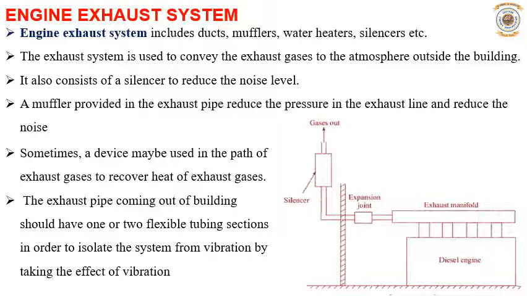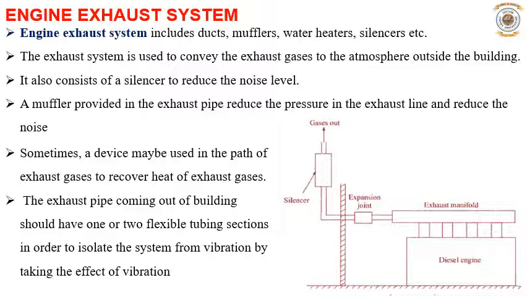The exhaust pipe leading out of the building should be short in length with a minimum number of bends, and should have one or two flexible tubing sections which take up the effects of expansion and isolate the system from the engine vibration. Every engine should be provided with its independent exhaust system. So every unit DG set has its own exhaust system.